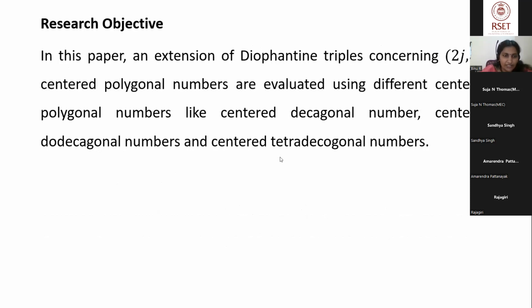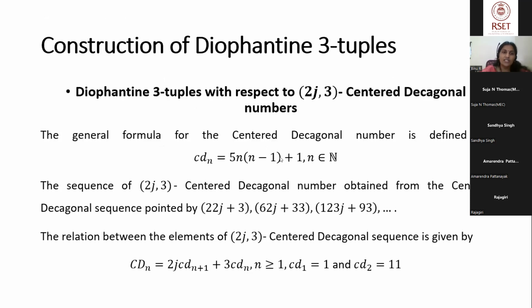The research objective. In my paper, an extension of a Diophantine triple concerning the 2J+3 centered polygonal numbers is evaluated using different centered polygonal numbers like centered decagonal numbers, centered dodecagonal numbers, and centered tetradecagonal numbers.